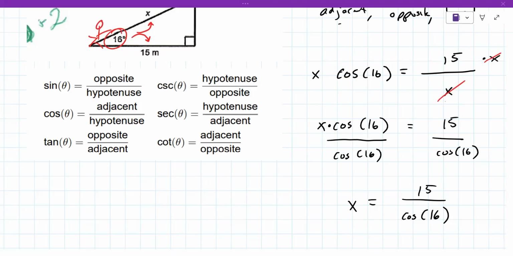Okay. All right. What do I need to calculate? Exactly what's written here. 15 divided by cosine 16. And if you're using a scientific calculator, you can actually enter it all at once. If not, you've got to first figure out the cosine of 16, round it to like 4 decimal places, then do 15 over that number.